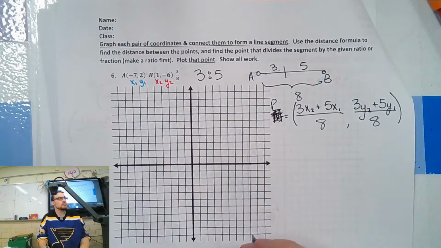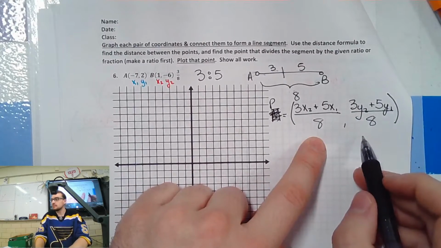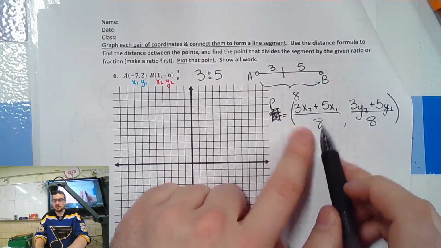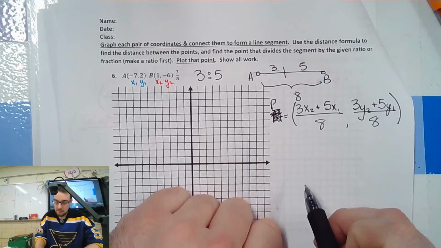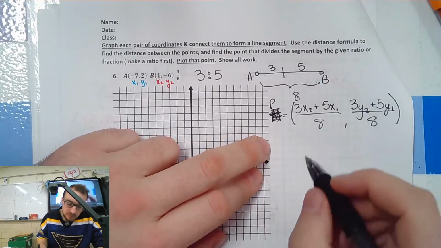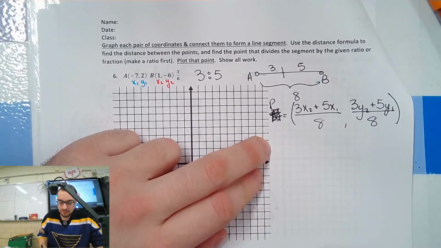Feeling good? Okay, 8 total pieces, right? We add them up and divide by the number of pieces, 8 total. 3 and 5 makes 8. When we plug stuff in, here's what we get.